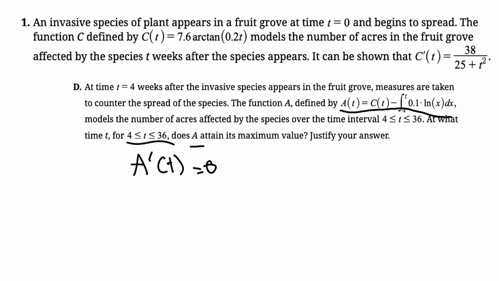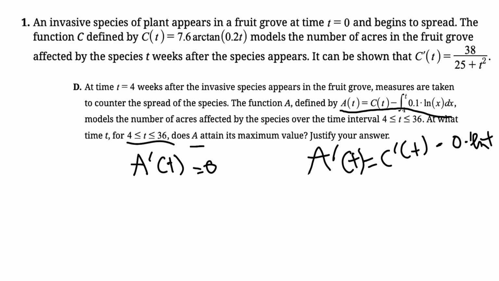So a of t is equal to c of t minus the integral from 4 to t of 0.1 times the natural log of x dx. You could do this on your calculator, or you could do this manually, it's pretty easy. You end up with a prime of t equal to c prime of t minus 0.1 ln of t. And when you plug this into your calculator, you end up with t equal to 11.442. So this ends up being our only critical point on this interval from 4 to 36.